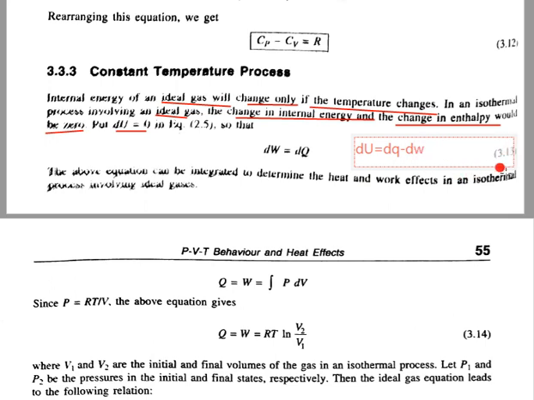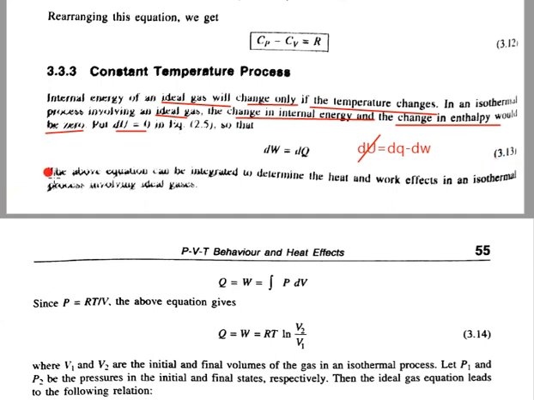So we saw this equation, the first law of thermodynamics for internal energy: dU is equal to dq minus dw. But in the condition that internal energy and enthalpy would be zero, dU becomes zero. So what will the remaining terms be? Going to the other side, that means dw is equal to dq. This is considered equation number 3.13.